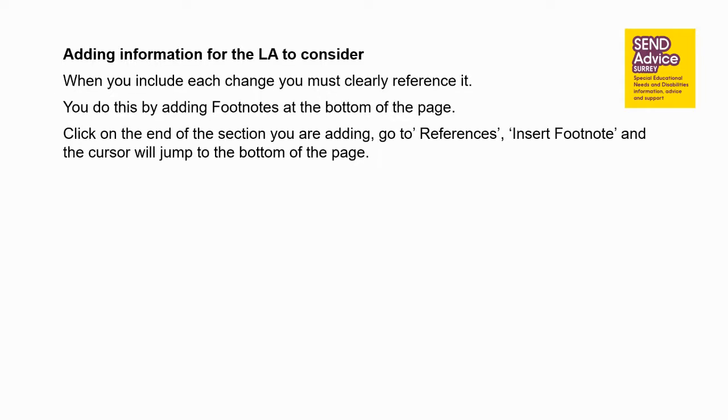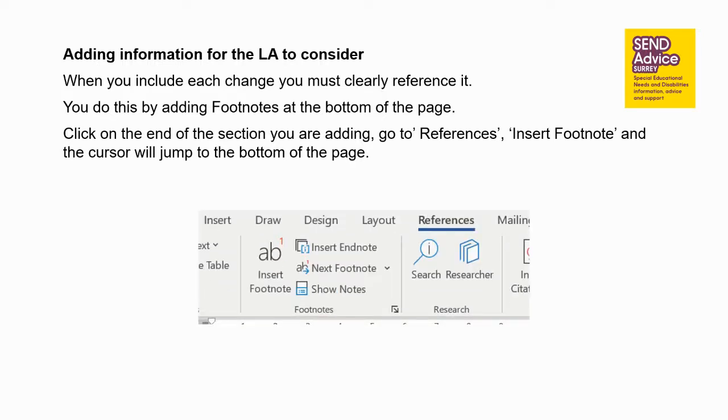So adding information for the LA to consider. If there's some information that you feel is missing from the EHCP, then each change must be clearly referenced. So you do this by adding a footnote at the bottom of the page. So you click to the end of the section you've just copied over into the working document, go to references, insert footnote, and the cursor will jump to the bottom of the page.